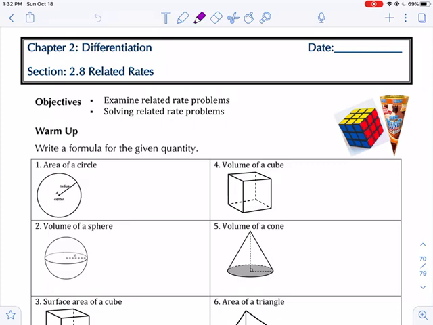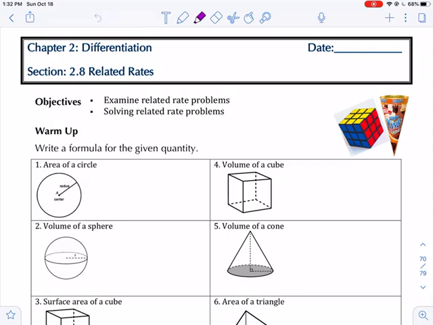So we're in Section 2.8 of Related Rates, and we're going to examine and solve related rate problems. So you're asking yourself, what are related rate problems? Well, it has to do with how different objects or things are changing at rates that are related back to some equation or formula.